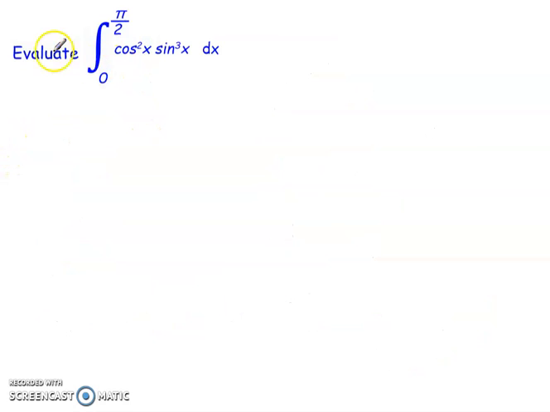Further example, let's look at a trigonometric one. Evaluate the integral from 0 to pi over 2 of cos squared x sine cubed x dx. Now remember, for this one, what we said was we take the odd power and associate one part of it with the dx, which will help us with our substitution.